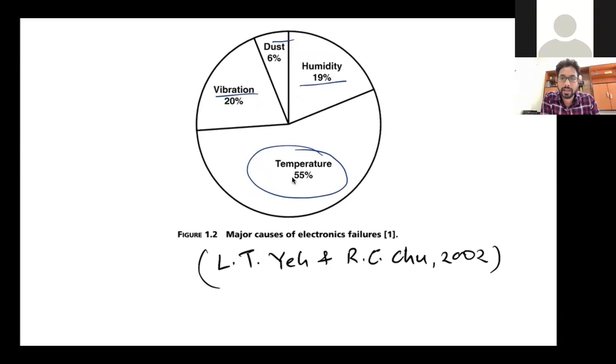Okay, so having covered that basics, let's go into how the heat transfer happens, or how this failure happens. To understand that, we need to understand the basics of heat transfer, or modes of heat transfer. So let's start with that. Different modes of heat transfer.